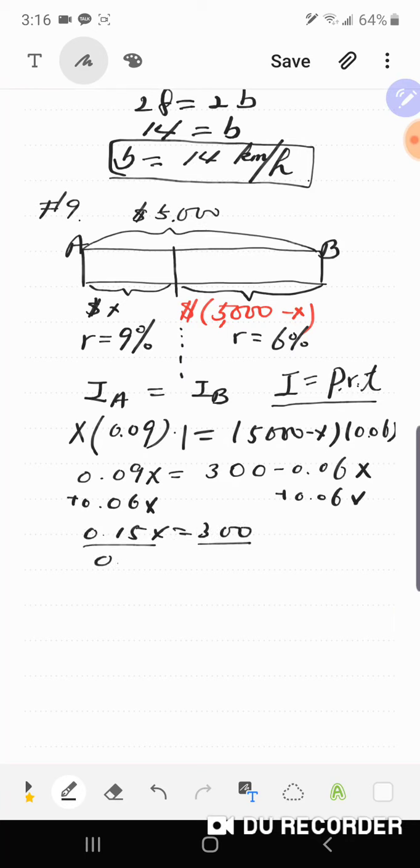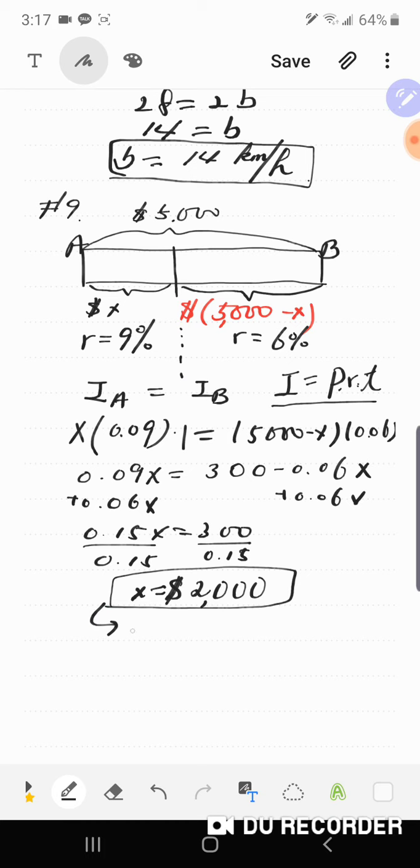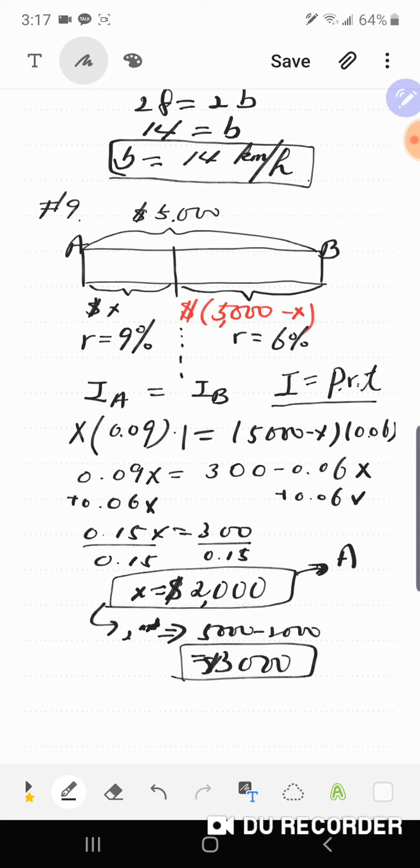Then divide each side by 0.15. Then x is equal to 2,000. So the amount deposited in bank A is $2,000, the first bank, right? How about the deposit in the second bank? Second account is 5,000 minus 2,000. So that is $3,000. So you deposit $2,000 into bank A and $3,000 into bank B.